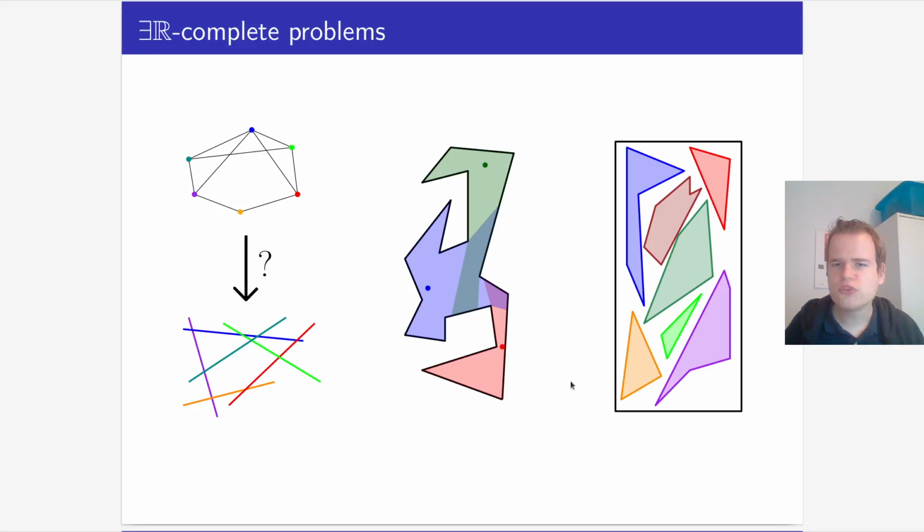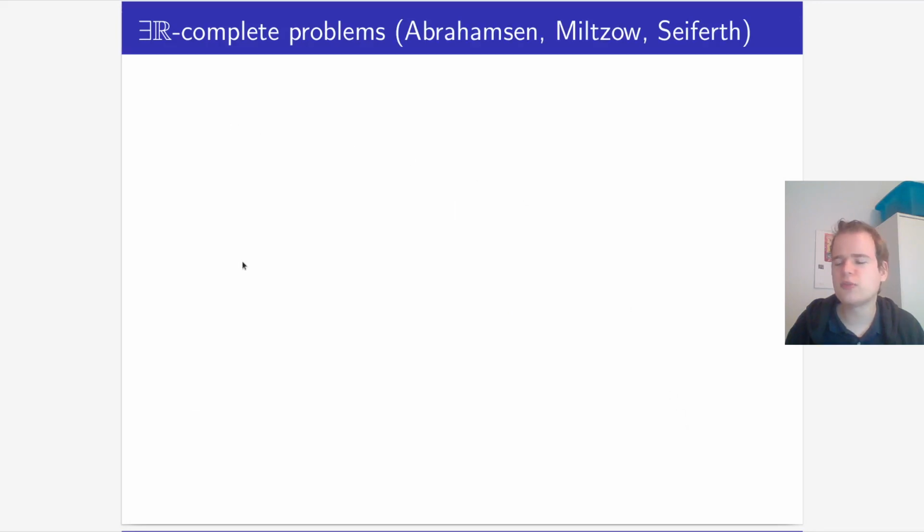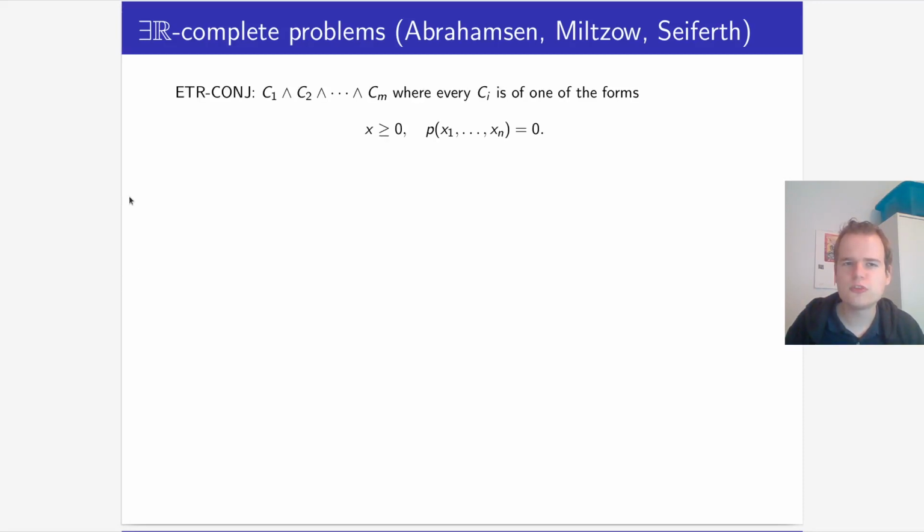But how do we prove that such a problem is ER complete? Actually proving that a problem is contained in ER is not that difficult for these problems, or at least it's not the most difficult part of the proof. But proving that a problem is ER hard is a lot more difficult. And usually some intermediate problems are used for this. So you want to give a reduction from ETR to your problem, but we have some intermediate ER complete problems.